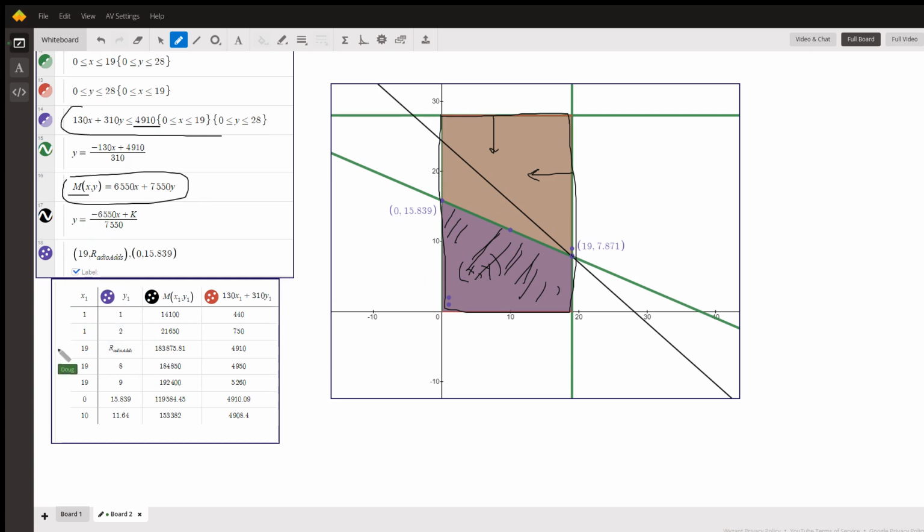And here's that row right here. 19 for newspaper, 7 for radio ads, 183,000. If you try to do 19 and 8, you go over your 4,910. So that's why this row can't really count. The same for the others. If you do 10 newspaper and 11 radio, you don't get your maximum amount. Okay, so that's how you do it with linear programming.